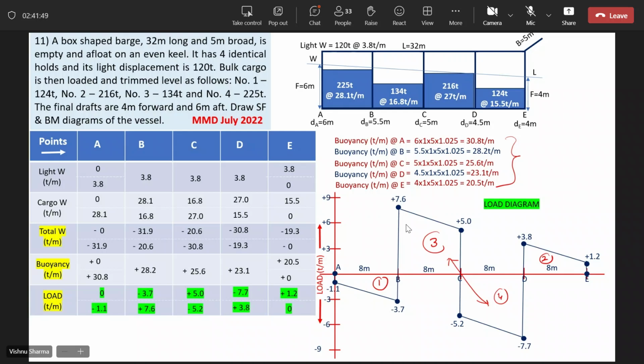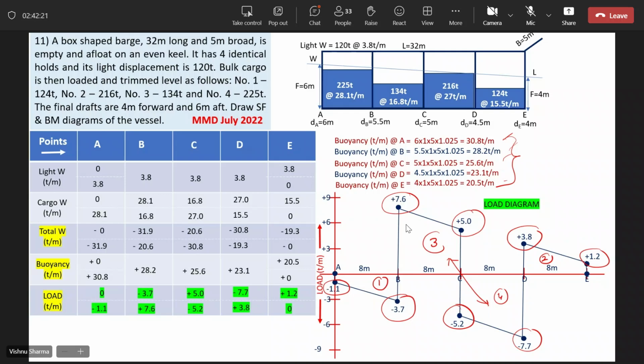What are the minor variations? It's 3.7 here, it's 3.8 here. It's 1.1 here, it's 1.2 here. It's 7.6 here, it's 7.7 here. It's 5 here, it's 5.2 here. Yes, there are some variations. Now, why are these variations coming? Because the cargo weight has been rounded off. Maybe the buoyancy has been rounded off when we calculated at these points. So one is the rounding off issue.